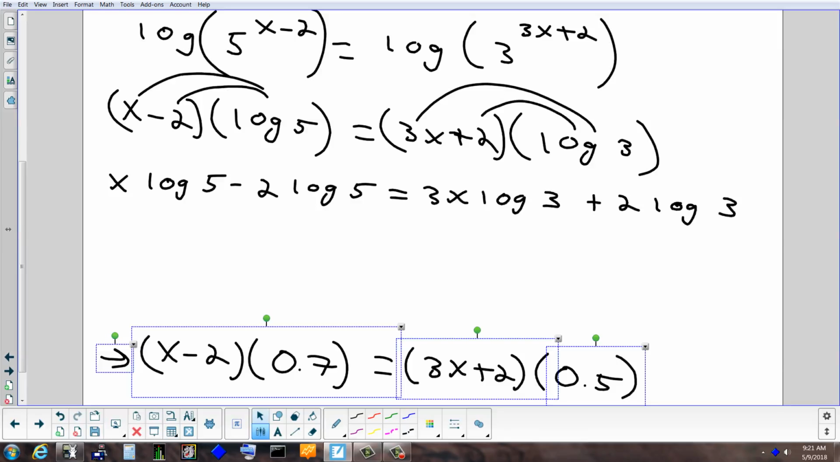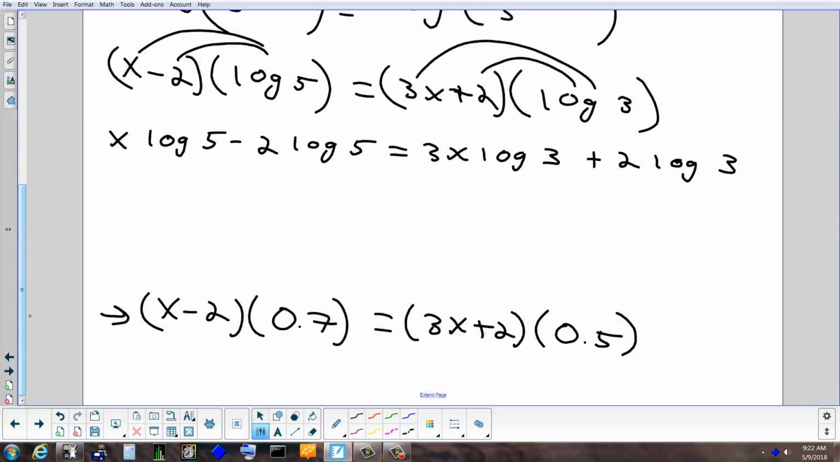Now, if I took the word log out of that, it would look very simple. If I just wrote it as like 5x minus 2 times 5 equals 9x plus 2 times 3, it would look a lot simpler. But we have the word log there, so we're going to make sure we keep it, but don't get confused by the word log. Log is just a number if you were to actually do it out.